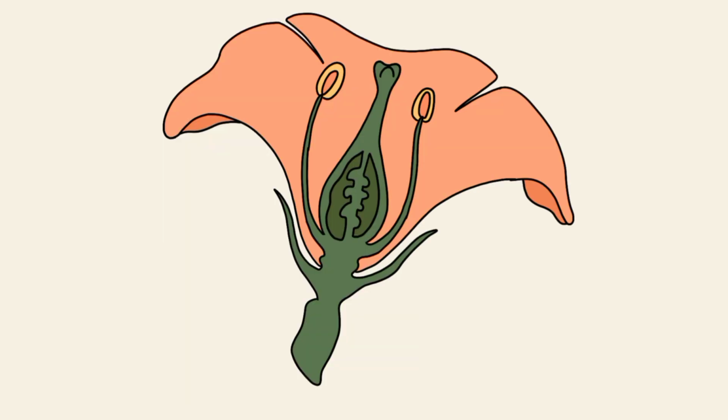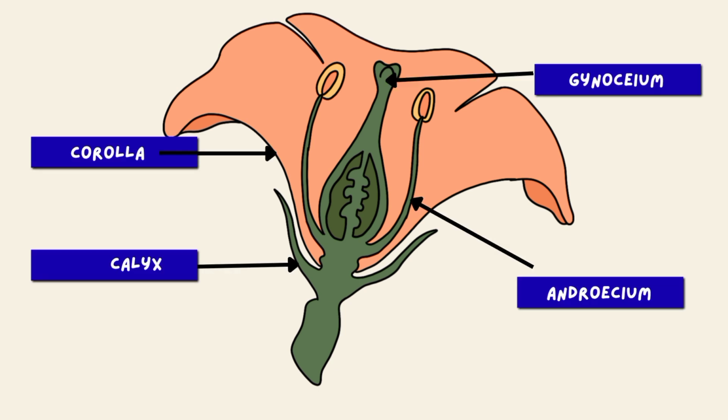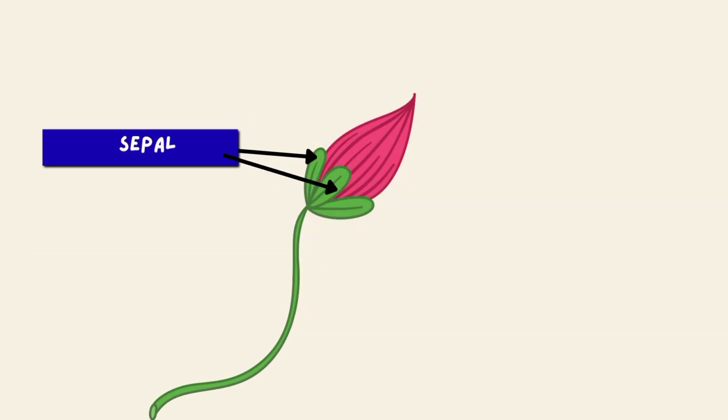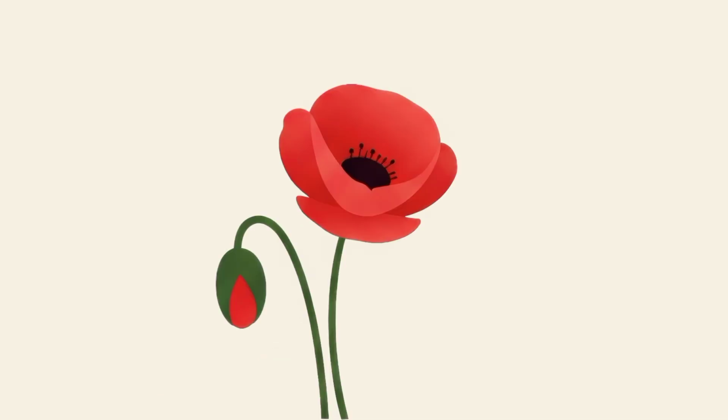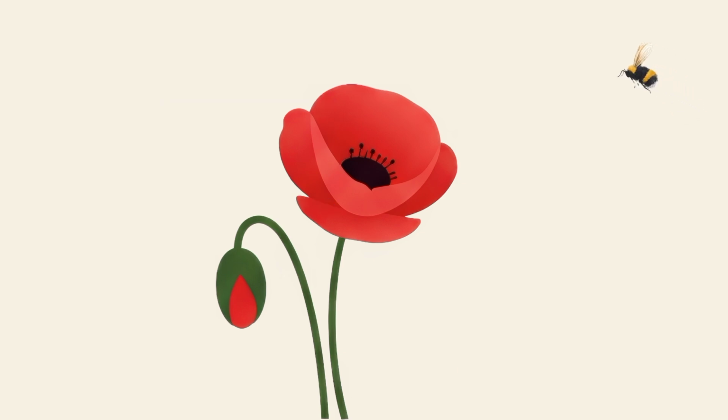Flowers are the reproductive structure of a flowering plant, consisting of four main parts: calyx, corolla, androecium, and gynoecium. The calyx forms the outermost whorl and is usually green. It consists of individual units called sepals. It protects the flower in its bud stage. Inside the calyx lies the corolla, composed of brightly colored petals that attract insects and other agents for pollination.